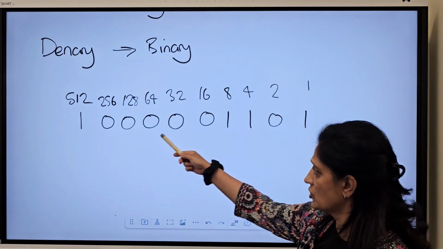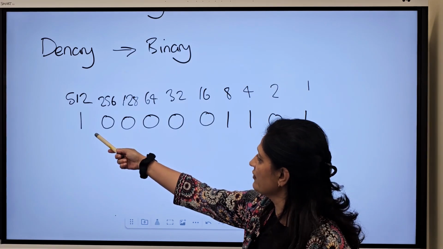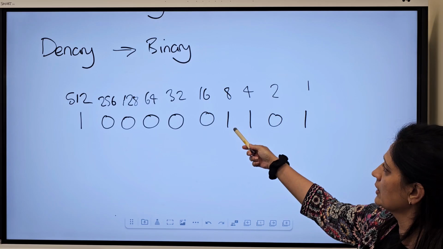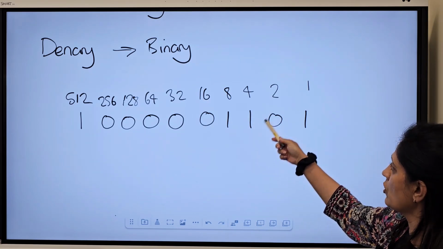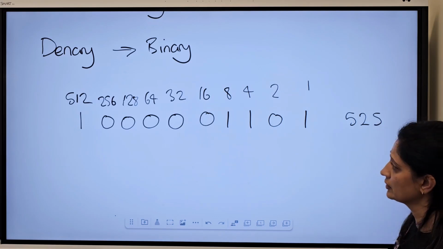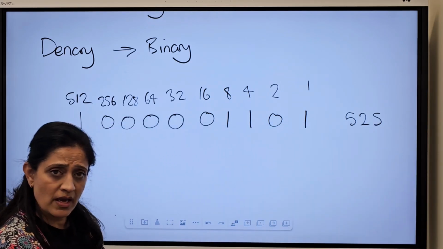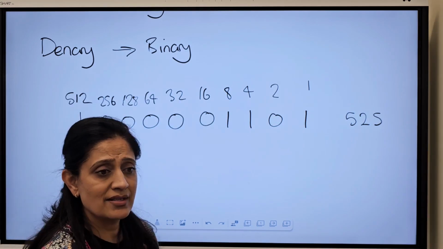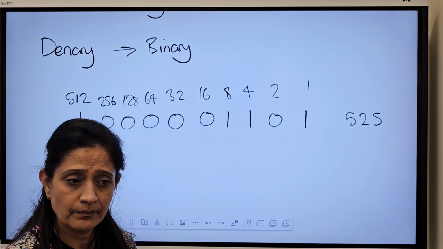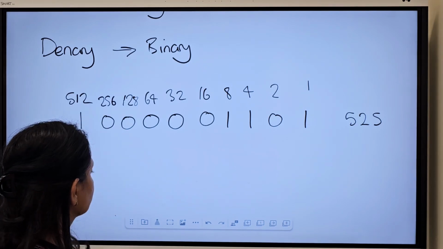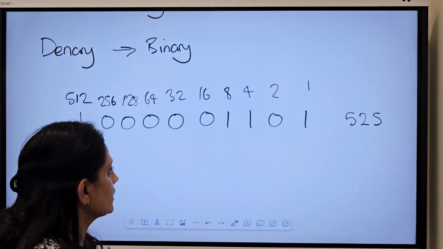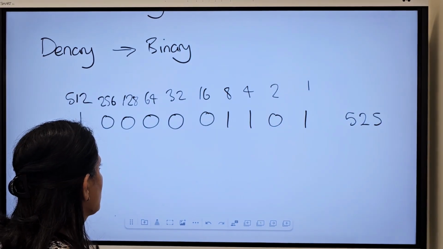So all you need to do now is just add them up. 512 plus 8 will give you 520. Plus the 4 will give you 524, plus the 1 will give you 525. Okay, so that would be the odd exam type question at A level where they're trying to just throw you off. Okay, I'm just thinking, is there anything else that I can give you in terms of tips?